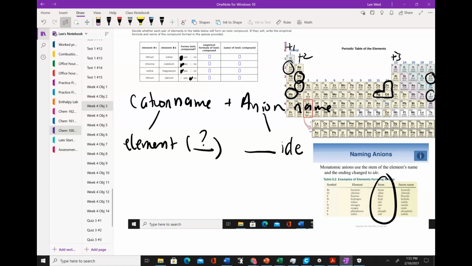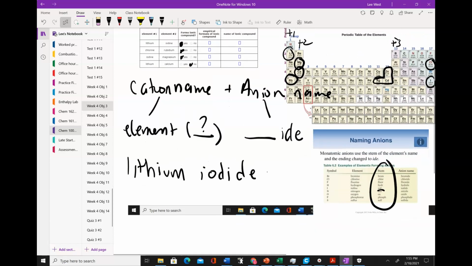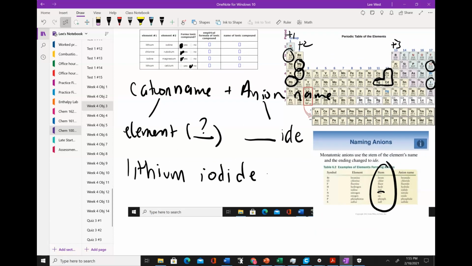Lithium is in group 1A. I've already got that circled, so it's just going to be plain old lithium. And the anion combining with it is iodine, so it's going to be IOD followed by IDE: iodide. Okay, that's easy, the first one. The next one, the metal, is rubidium, and rubidium is also in group 1A. There it is right there. So it's just going to be rubidium. And then the anion it's combined with is chlorine, so the stem is chlor, so it will be chloride.